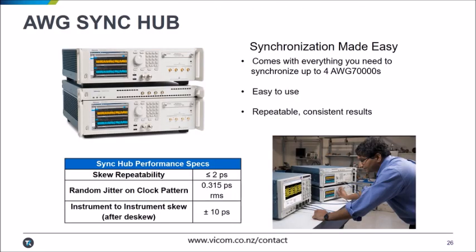The AWG Sync Hub allows synchronization of up to 4 70000 series. So basically, with a 2-channel box you can get 8 channels, or with the single channel box you can get 4 channels, enabling multiple emitter support. This option will automatically sync up the instruments with a minimal skew between channels, so no manual calibration is required, allowing for quick setup and test times.